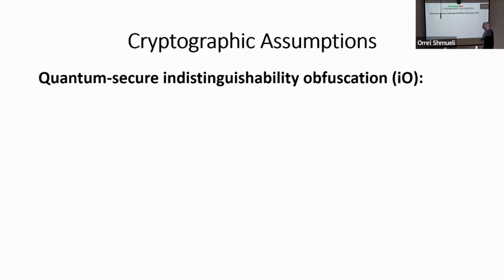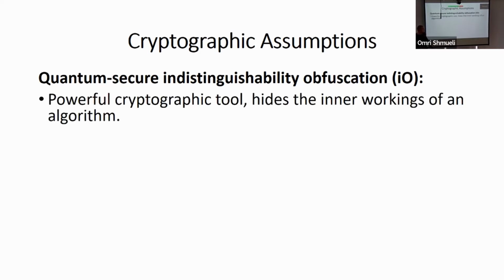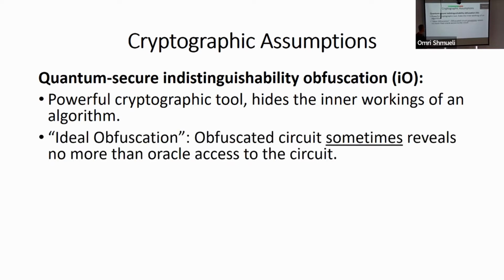And indistinguishability obfuscation, or in short IO, is an efficient classical algorithm. It gets as input a classical circuit and outputs an obfuscated circuit. The intention of this very powerful cryptographic tool is to hide the inner workings of the algorithm of the obfuscated circuit. This rarely happens, but sometimes it helps to think about the obfuscated circuit as ideal obfuscation, which means that the obfuscated circuit doesn't really give us anything more than oracle access to the original circuit. So it behaves like a black box.